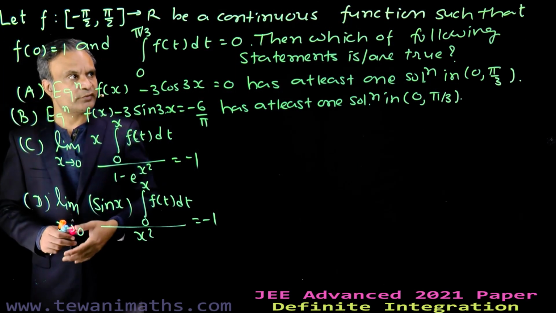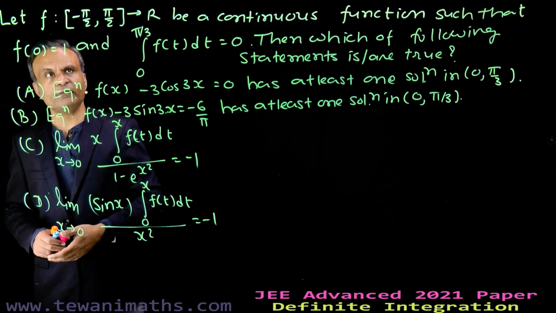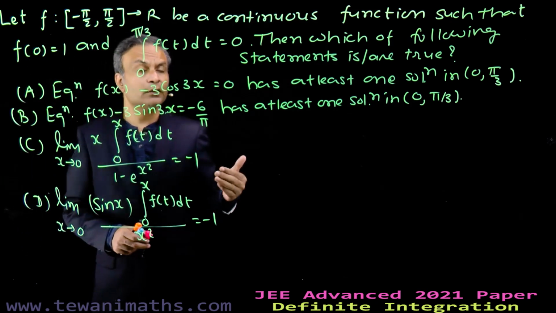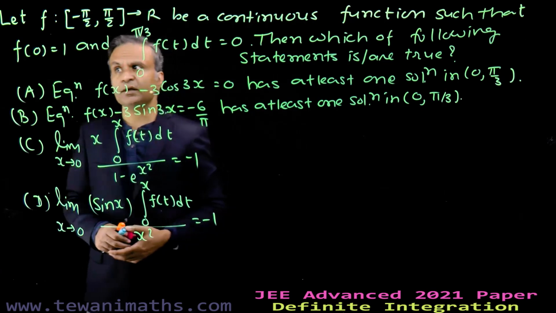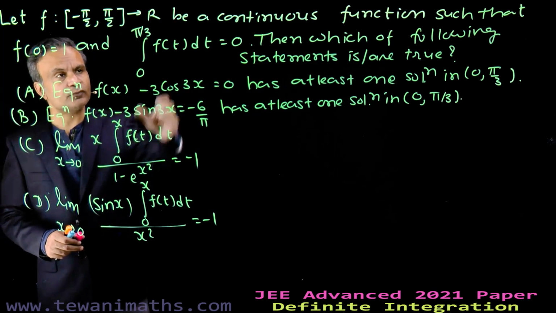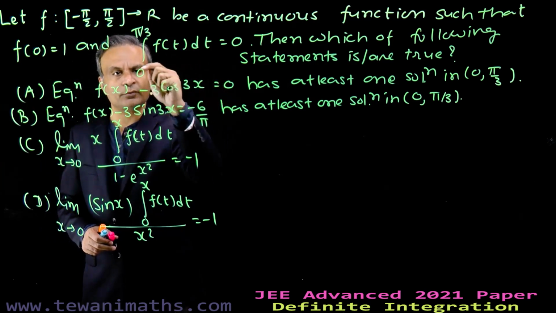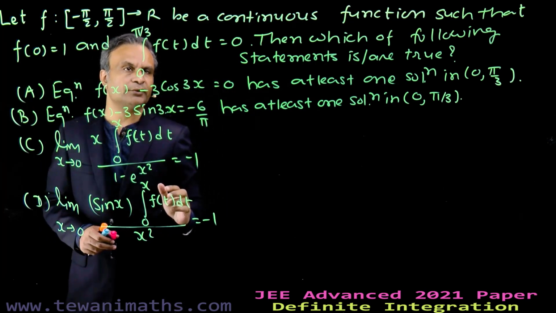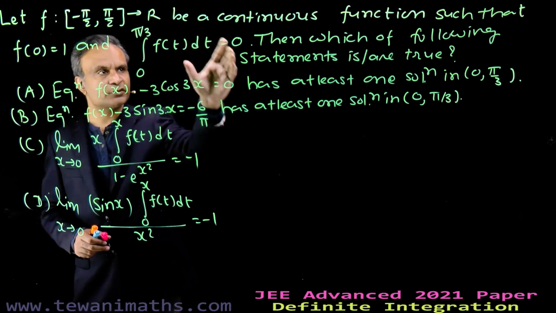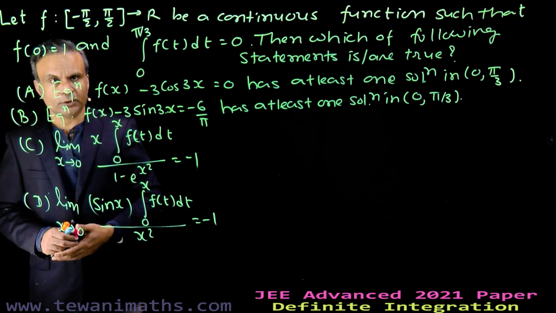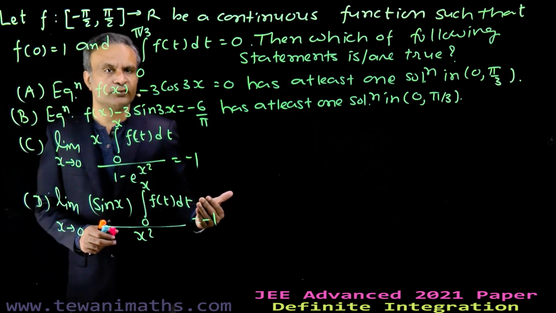Let us look at this question of definite integrals. Question is: function f from the closed interval minus pi by 2 to pi by 2 to set R be a continuous function such that f(0) is 1 and the value of this definite integral, integration of f(t) from lower limit 0 to upper limit pi by 3, is 0. Then which of the following statements are true? This is a multiple correct answer type question.